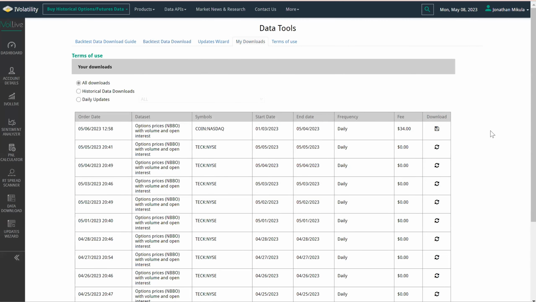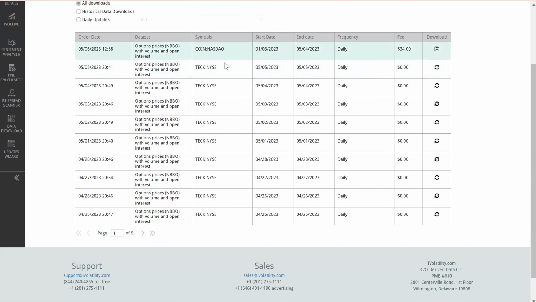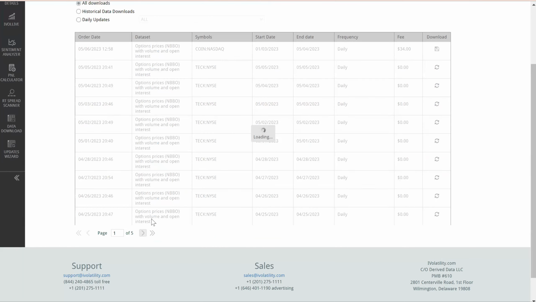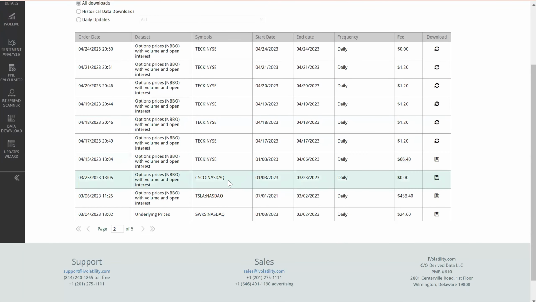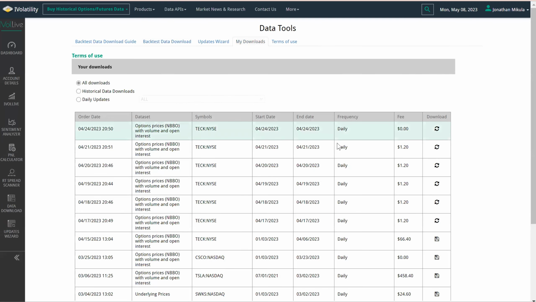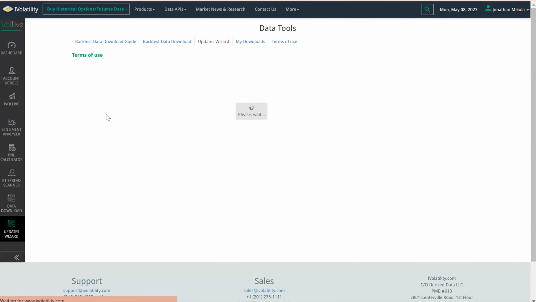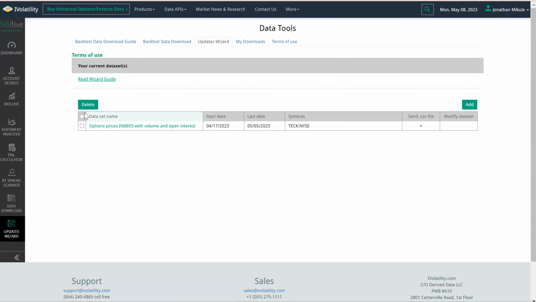And then you can come back and access the things I've ordered in the past: Coinbase, Tech Resources, and I believe Cisco's on here. Yep, there it is. Tesla, Skyworks. So these are different data downloads I've done to then battle test and back test different strategies. So that's a very good tool. Updates wizard, of course, always make sure you are up to date.